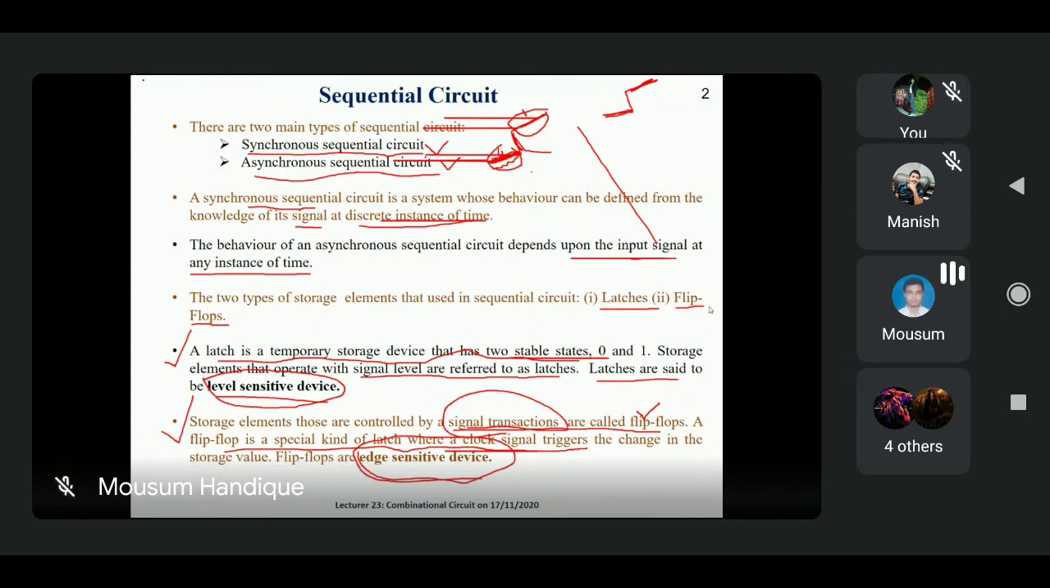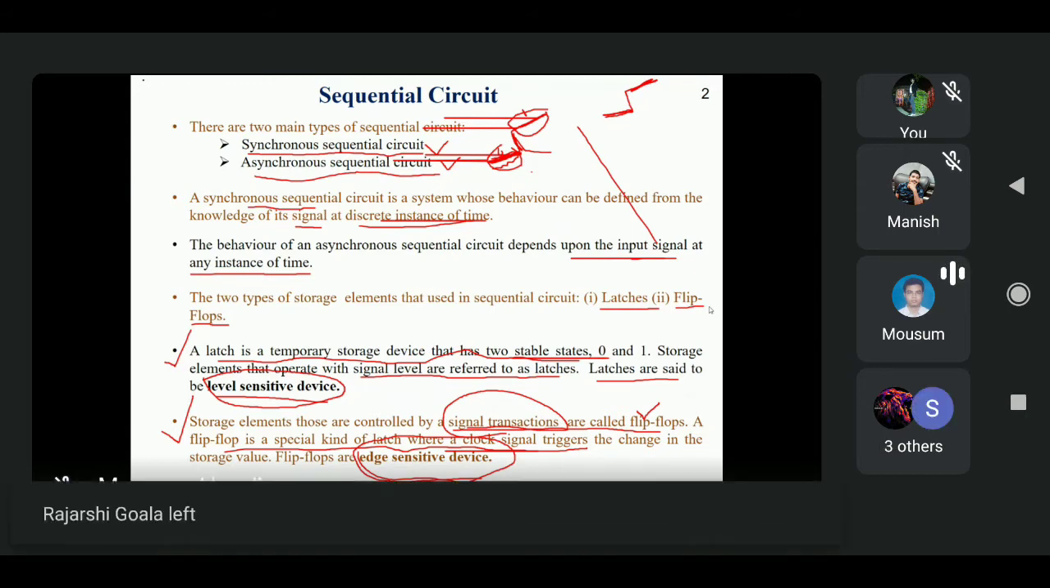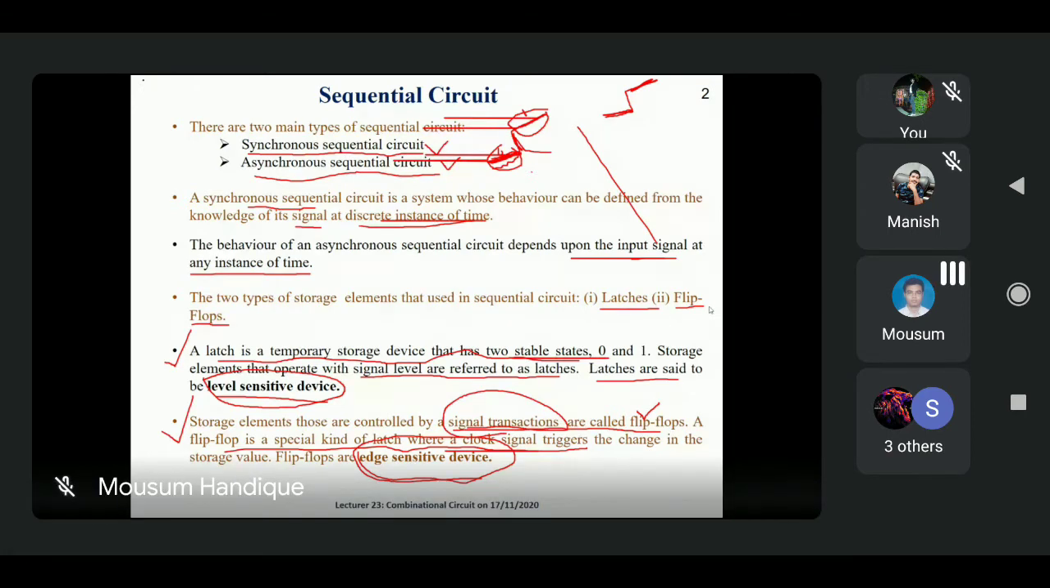Okay, just remember these particular points. And basically, sequential circuits are of two types. One is called a synchronous sequential circuit, and one is called an asynchronous sequential circuit. And what is the difference? You can easily understand from the screen. Okay, and whatever we are discussing.